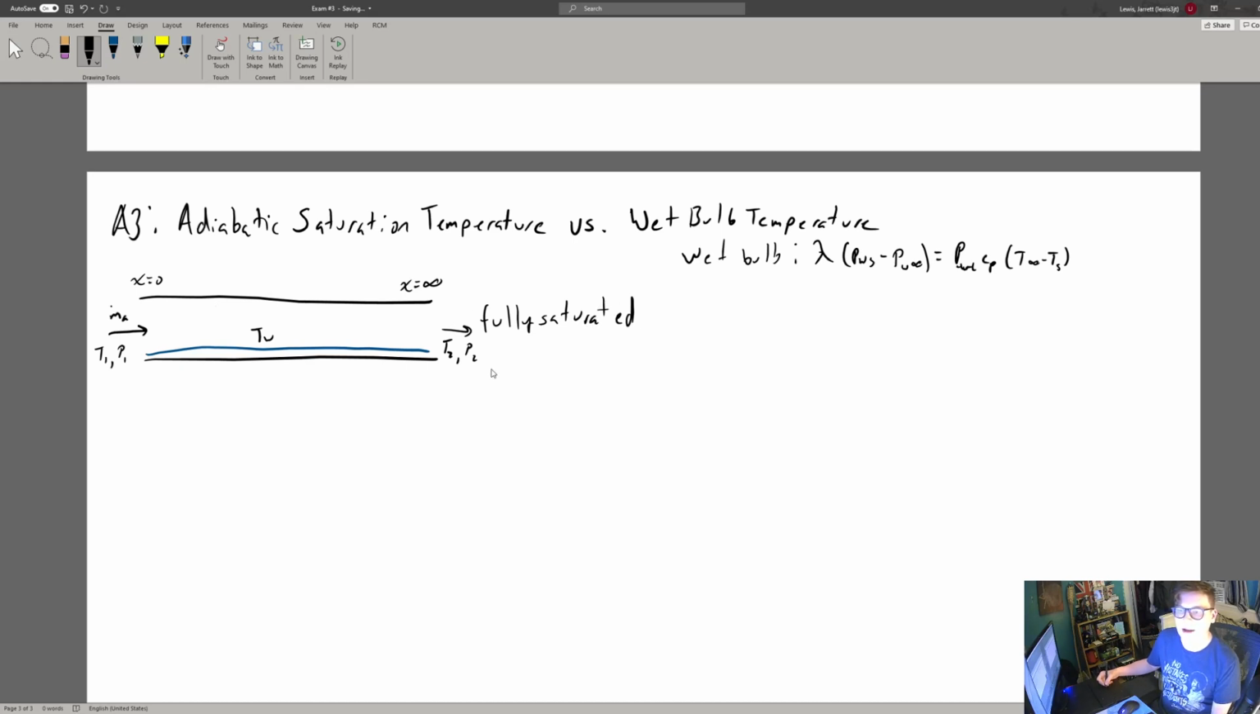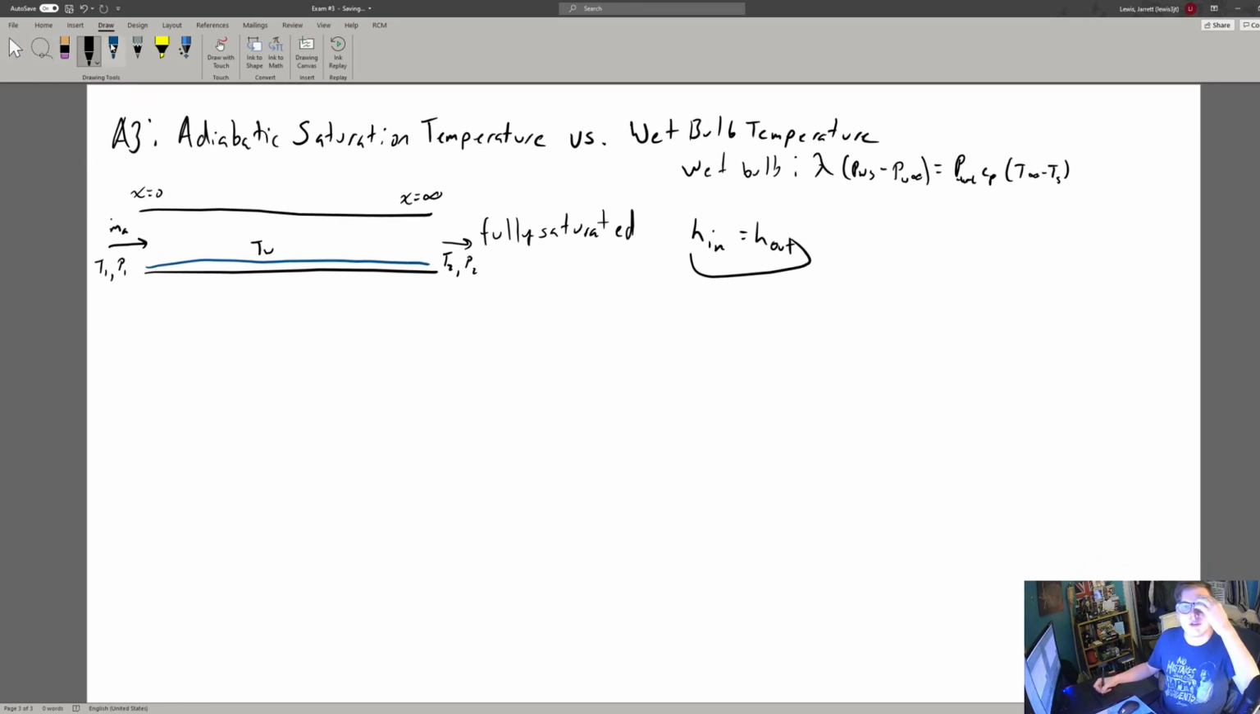And this is adiabatic. It's going to be steady state, so the enthalpy in is going to be equal to the enthalpy out. So we're going to use this equation here to get our equation for the adiabatic saturation temperature. Then we're going to compare that to the wet bulb temperature.